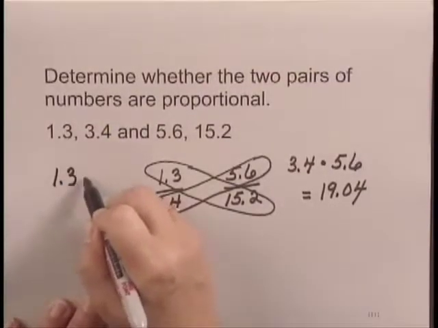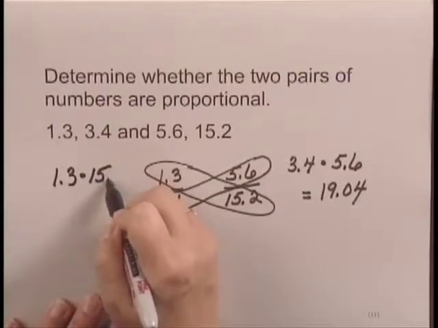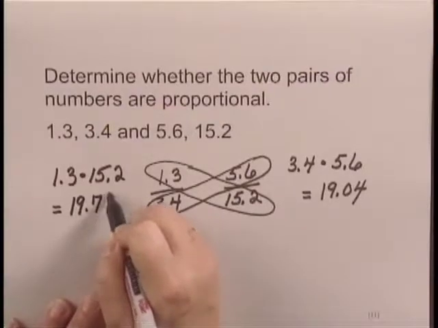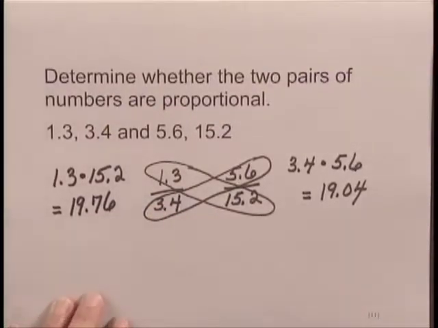1.3 times 15.2 equals 19.76, performing that multiplication.